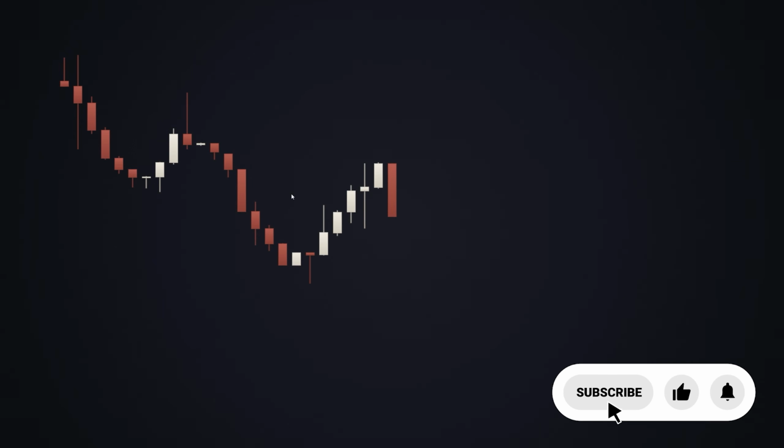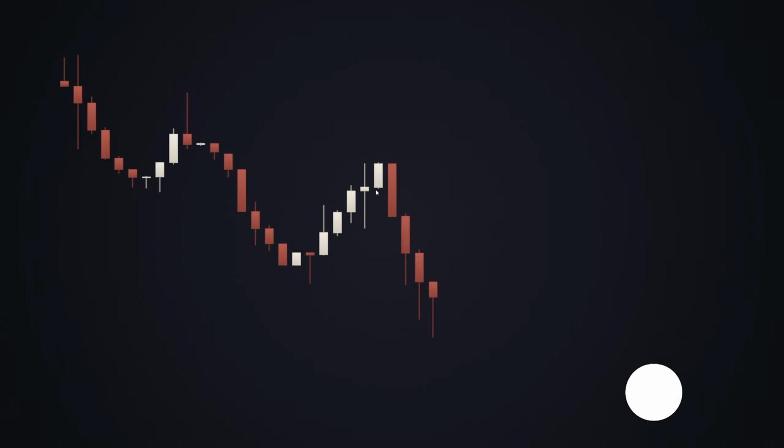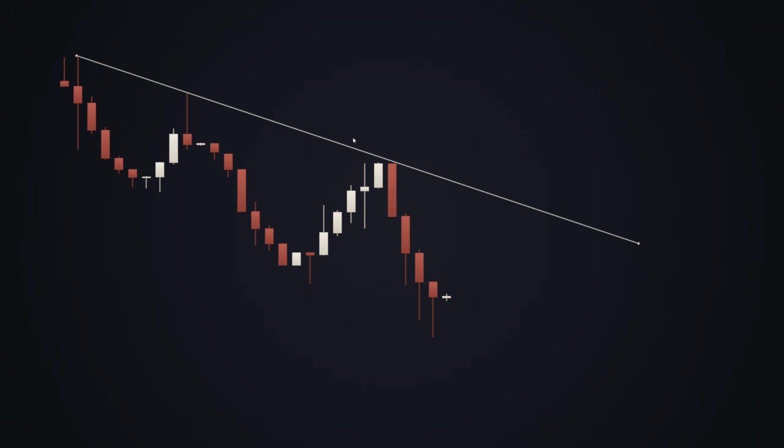Here is exactly how to trade it. Euro-dollar, 5-minute. Price is making lower highs, and I draw a diagonal line across those highs. I only need the line to connect the active pullback, not every candle on the screen. This is your first hidden truth.